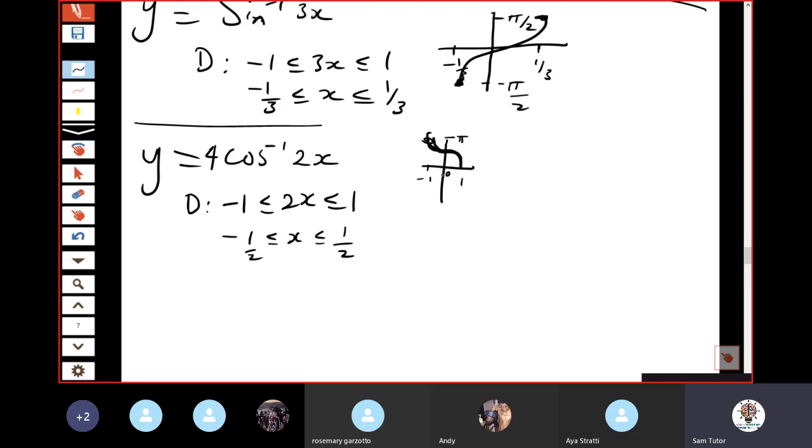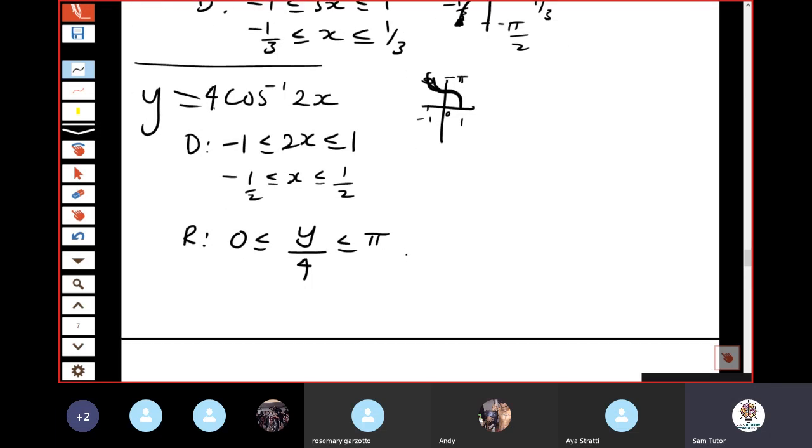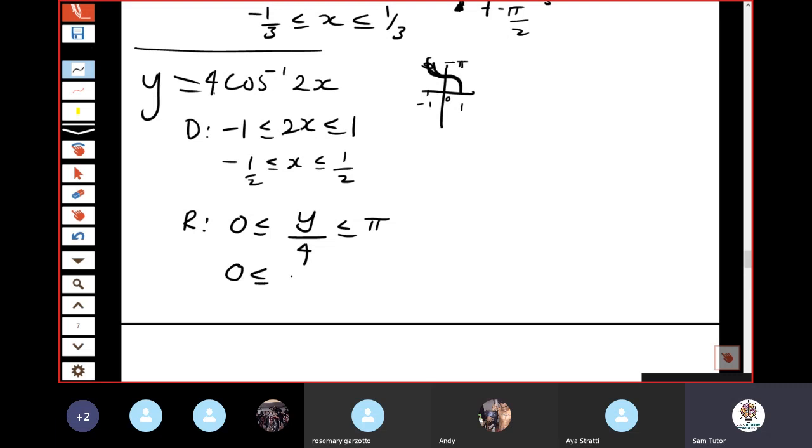Now, I also know my range for this. My range is from 0 to pi. But your range is not 4y. Some students think it's 4y. The way it works is you're going to divide by this. So it's got to always be just inverse cos or inverse sine. So it's got to be monic. We've done monic a few times by now. So this becomes y/4 ≤ pi. So y divided by 4, that's what you're going to substitute in here. And then, of course, just times by 4.